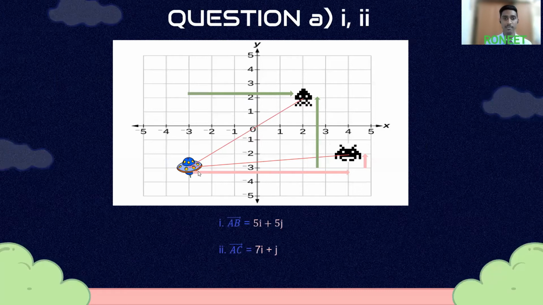Then we calculate the boxes from the x-axis to the y-axis. So the boxes from the x-axis is 1, 2, 3, 4, 5. So 5 to the right and 5 up. So we know that the alien species is 5i plus 5j. And then for question A2, which is the direction of AC, we know that it's 7 boxes in the x-axis and 1 box up in the y-axis. So it's 7i plus j.